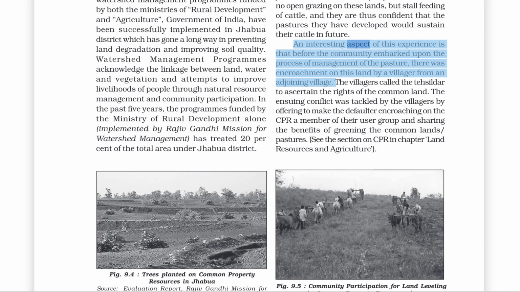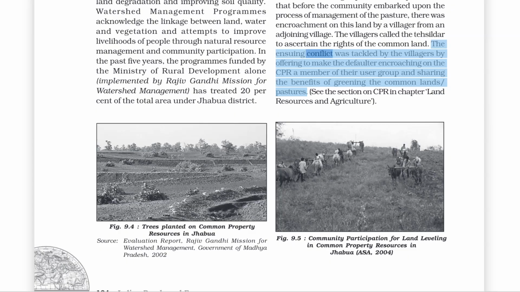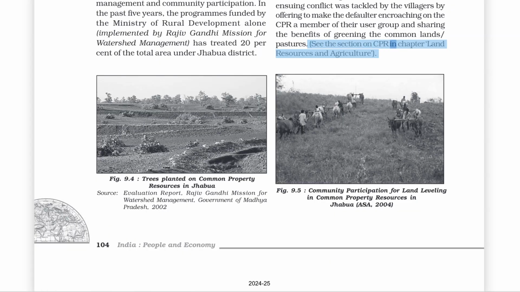An interesting aspect of this experience is that before the community embarked upon the process of management of the pasture, there was encroachment on this land by a villager from an adjoining village. The villagers called the Tahsildar to ascertain the rights of the common land. The ensuing conflict was tackled by the villagers by offering to make the defaulter encroaching on the CPR a member of their user group and sharing the benefits of greening the common lands/pastures. See the section on CPR in chapter Land Resources and Agriculture.